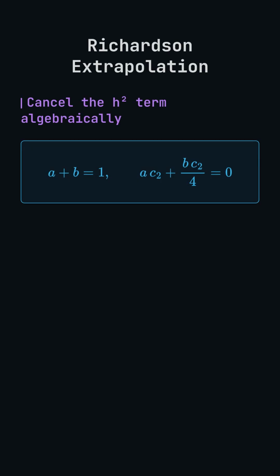We want a combination, a times T of h plus b times T of h over 2, that reproduces I exactly, at least to leading order. That means the constant terms have to add up to I, and the h squared terms have to cancel. Two conditions, two unknowns, a and b.